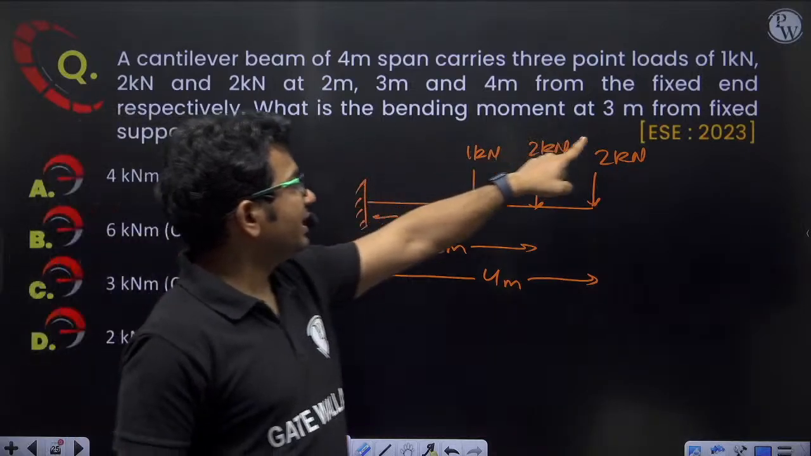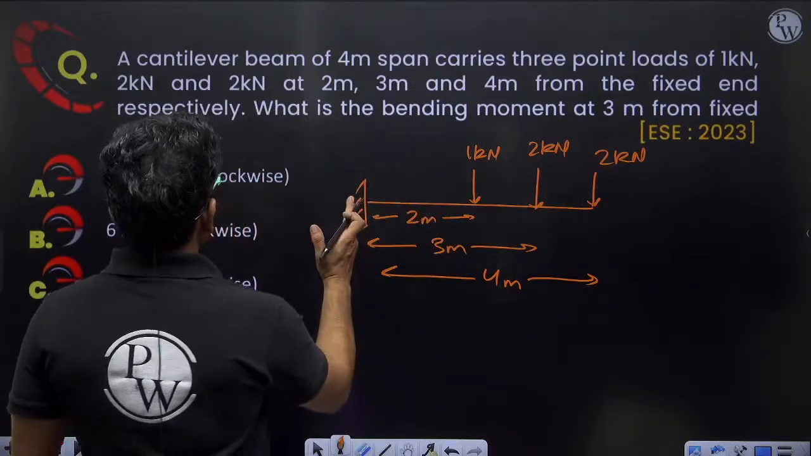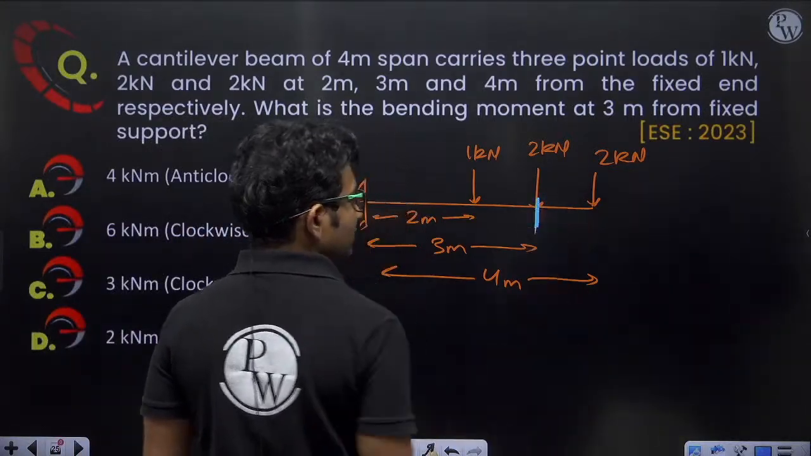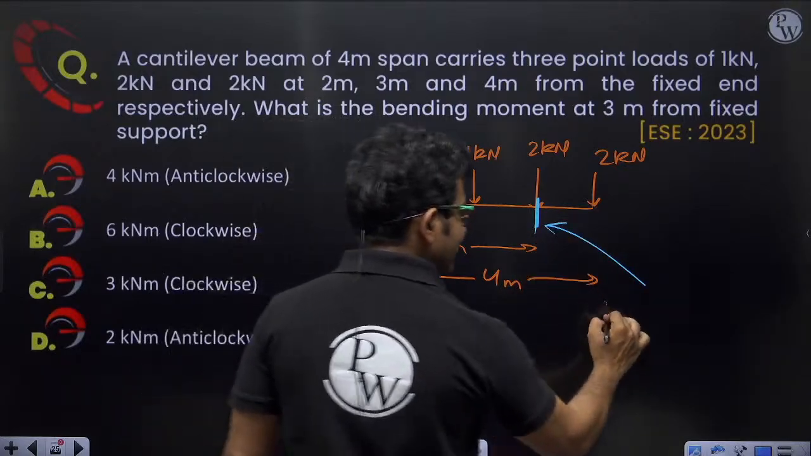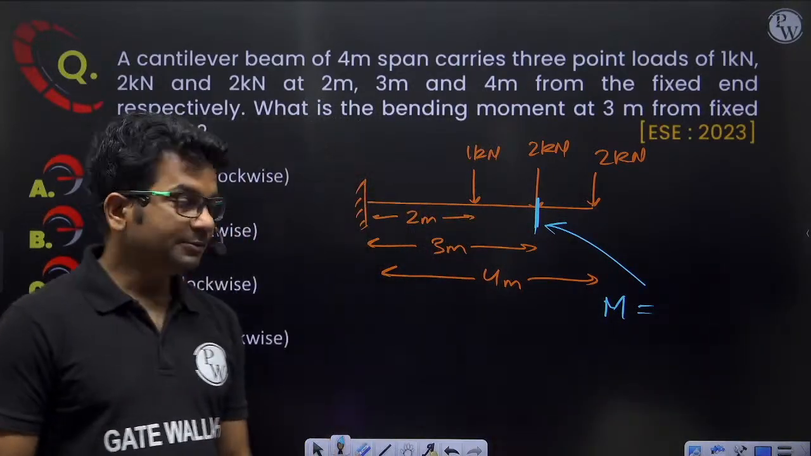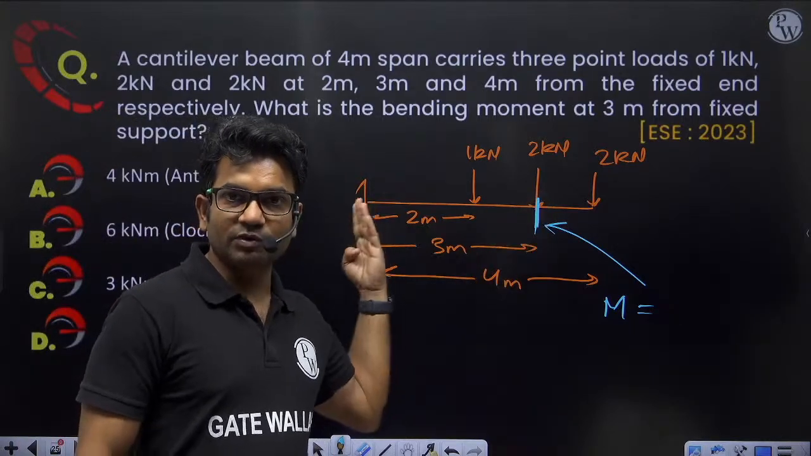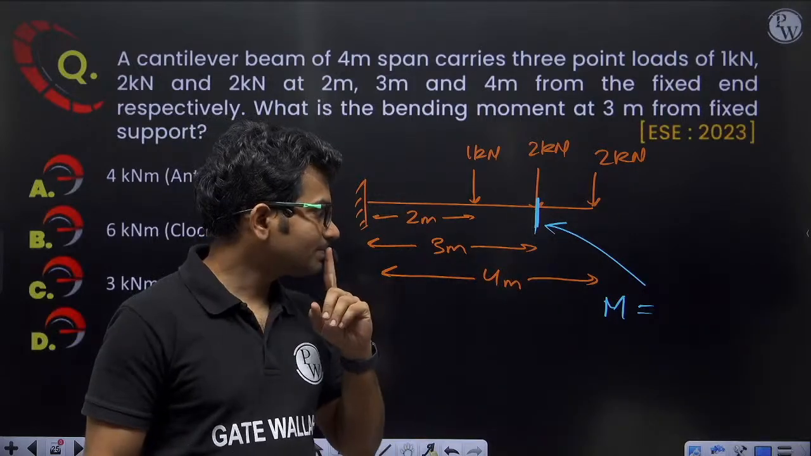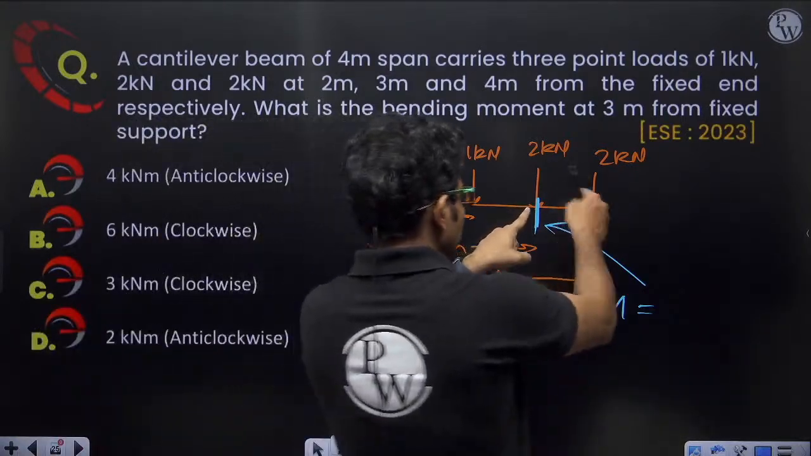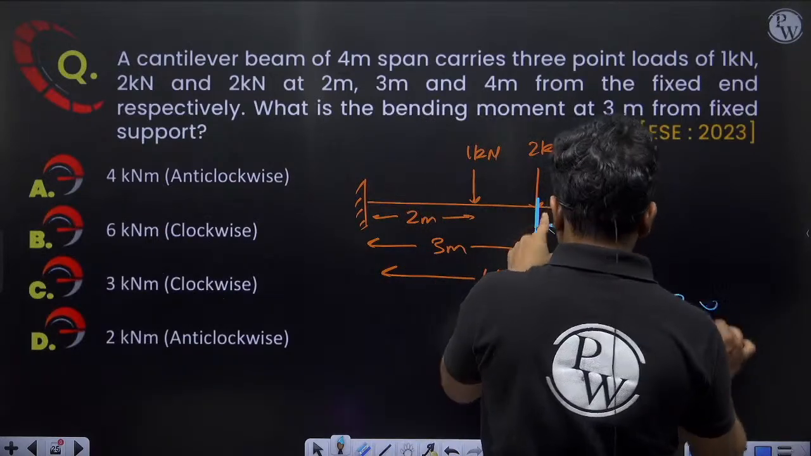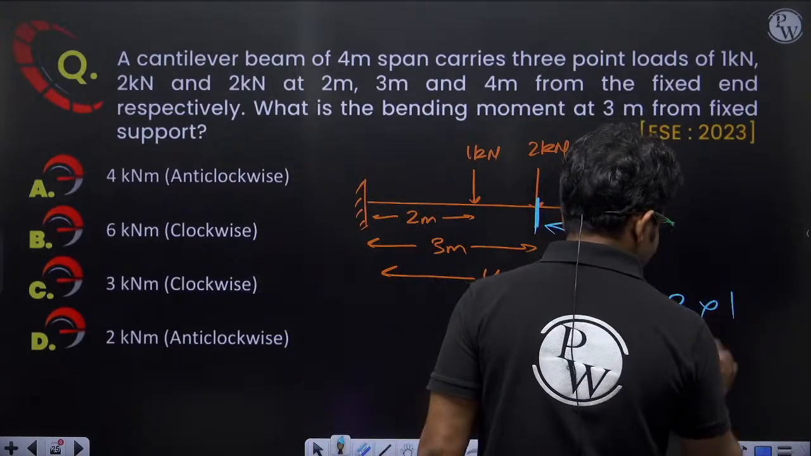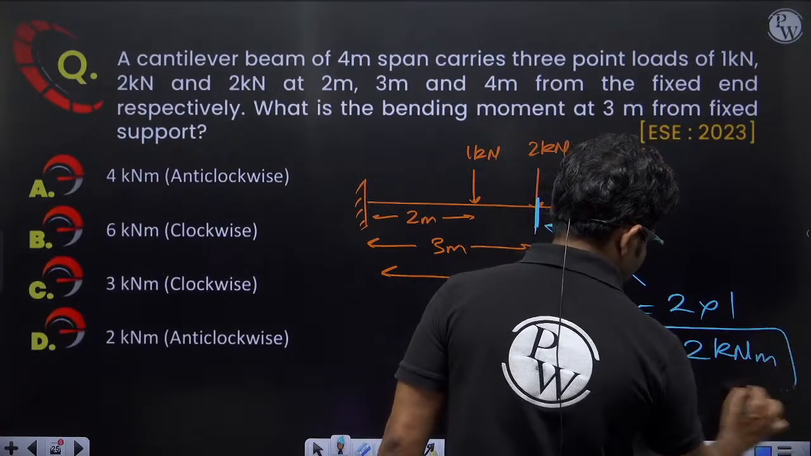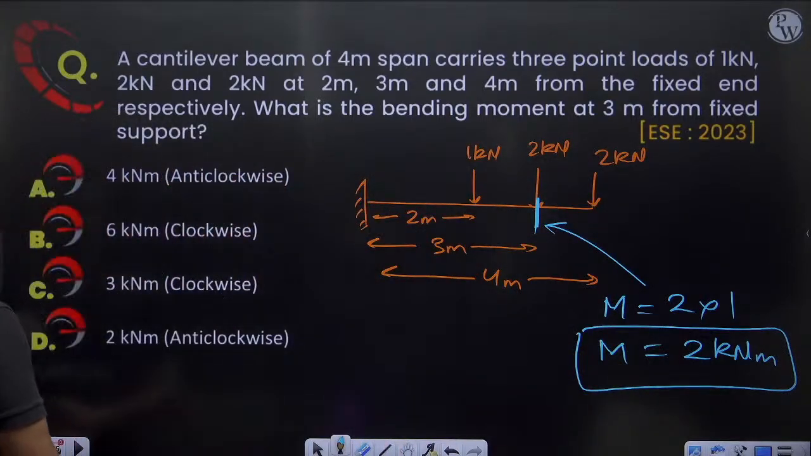What is the bending moment at 3 meter from fixed end support? So bending moment at a distance of 3 meter, that means at this location, what is the bending moment? Bending moment we can take either from the left of this section or from the right of this section. So towards the right, if I am taking, I will be getting bending moment is equal to 2 into this perpendicular distance. So 2 into perpendicular distance is 1 meter. So 2 kilonewton meter I am getting. Bending moment is equal to 2 kilonewton meter. Okay.